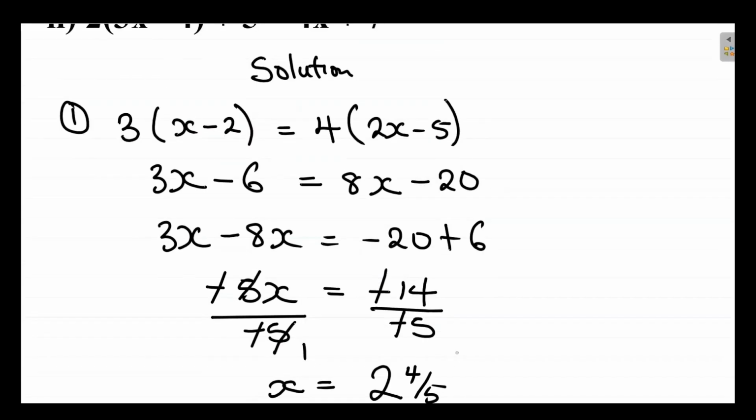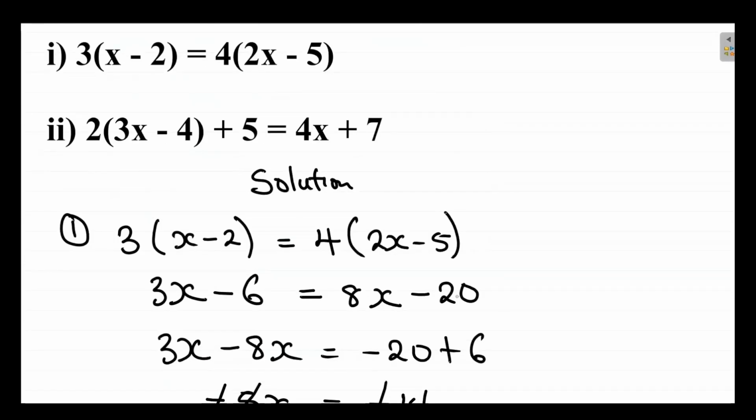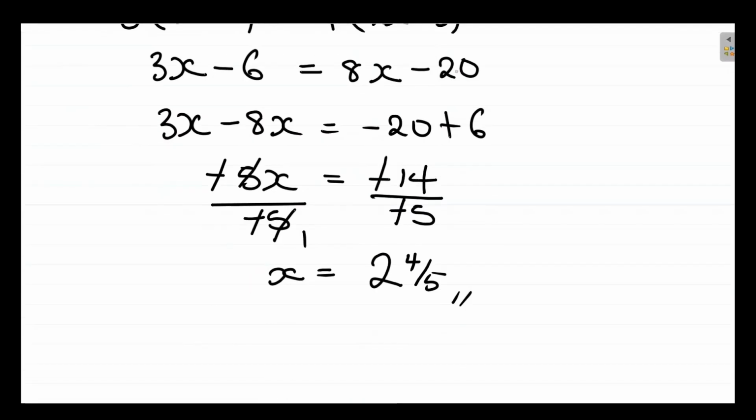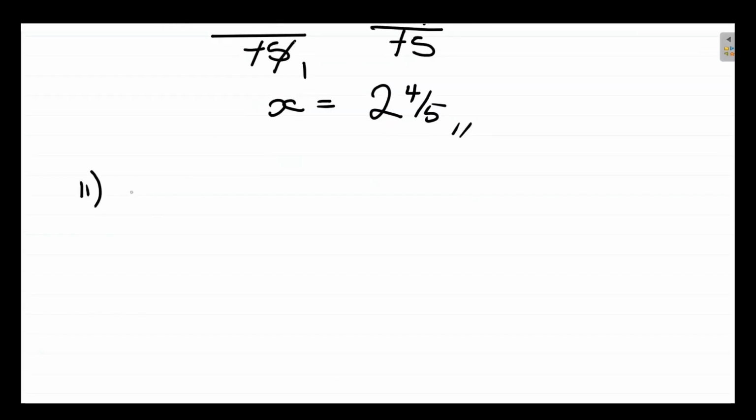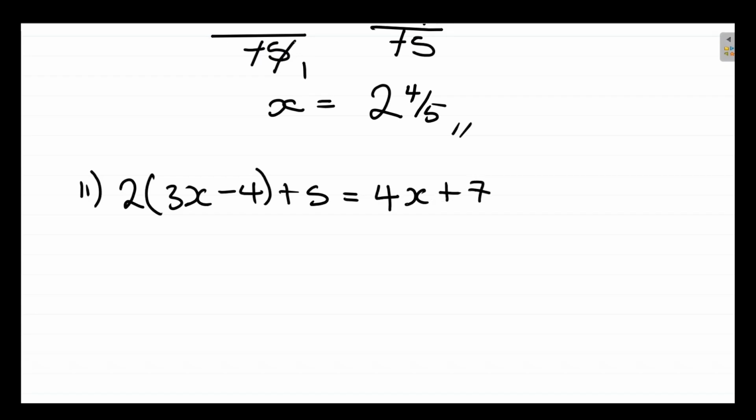And also question 2 says 2 multiplied by (3x - 4) plus 5 is equal to 4x plus 7. So we have it that 2 multiplied by (3x - 4) plus 5 equal to 4x plus 7.